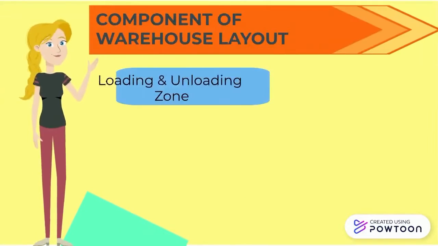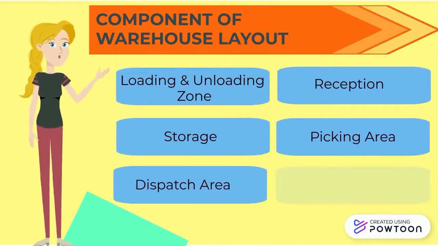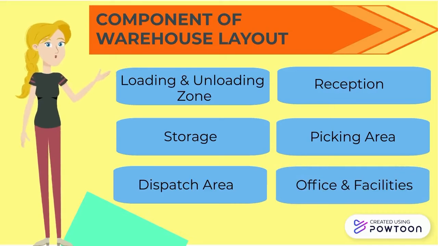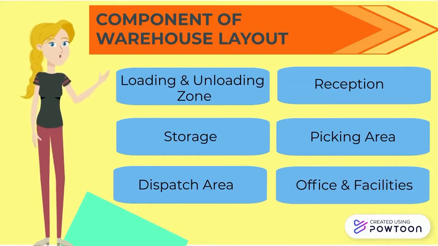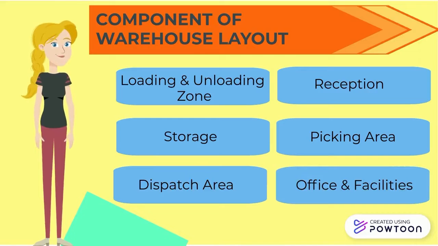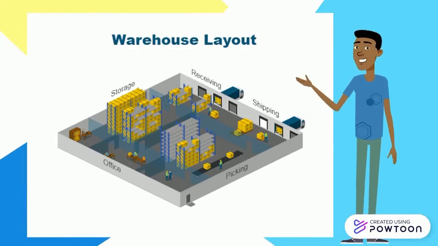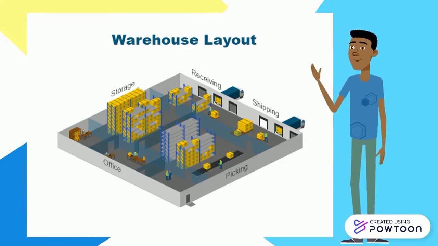In space requirement planning, there are 6 components required in a warehouse. The first one is the loading and unloading zone. The second one is the reception area. The third one is the storage area. The fourth is the picking area, then the dispatch area, and the last one is the office and facilities. Here is an example of the warehouse layout. As you can see, there is a receiving area, the storage area, the office area, the picking area, and also the shipping area.